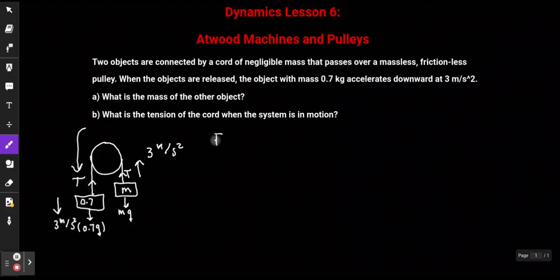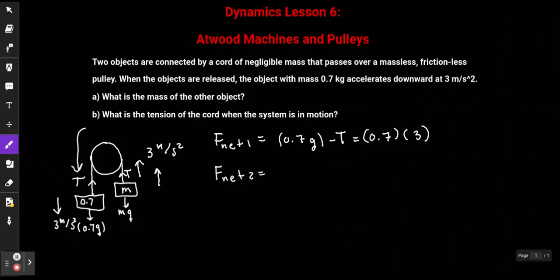We know Fnet1, which is for our 0.7 kilogram mass, is mg, which is 0.7 times g, minus the tension in the string, equals ma, and that's 0.7 times the acceleration of 3 meters per second squared. Next, we have Fnet2, and that is the equation for the unknown mass. Since this one's accelerating upwards, we should have tension minus its weight equal to ma, and since a is 3 meters per second squared, this would just be 3m.